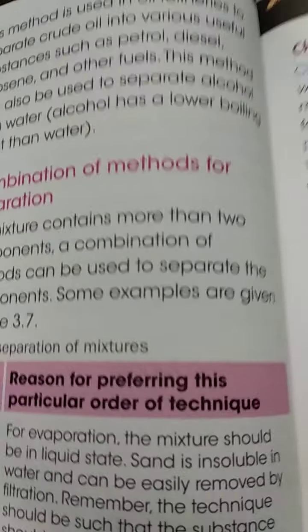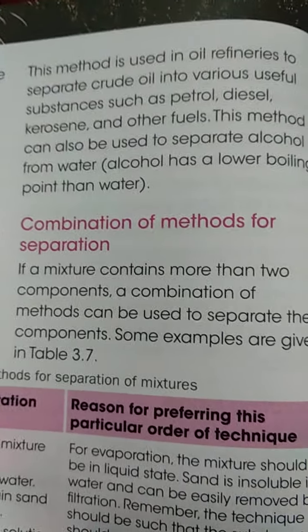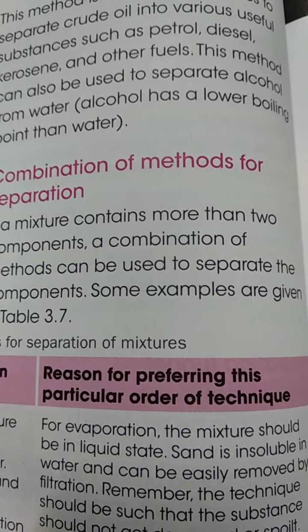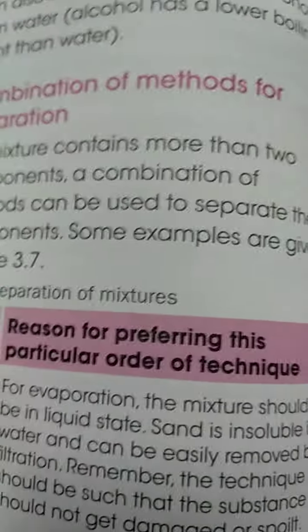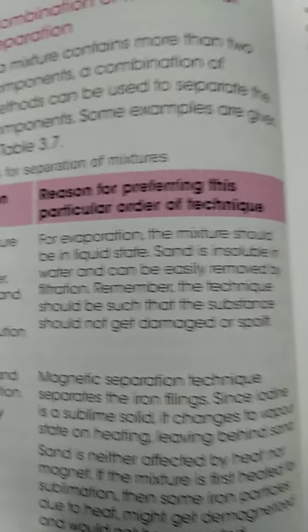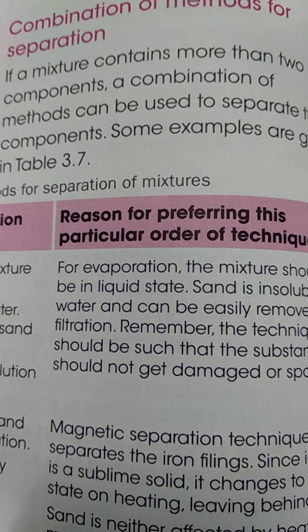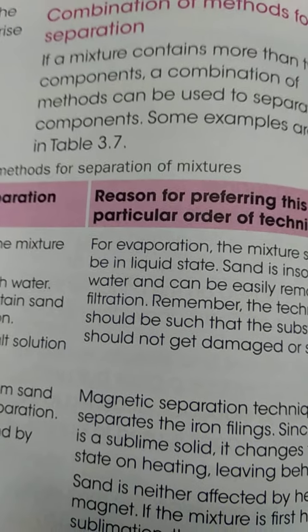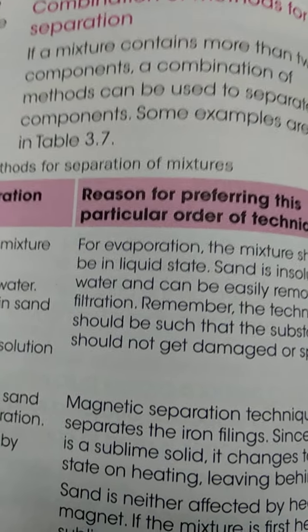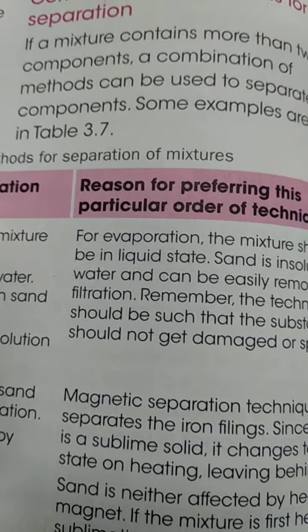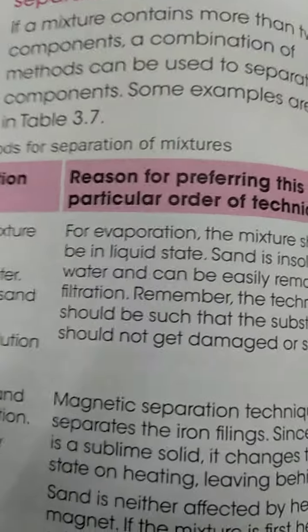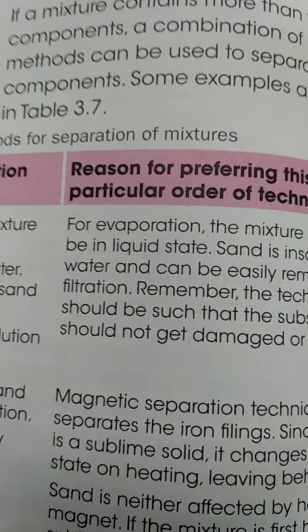Next, lastly, a combination method is used for separating components. For example, sand, salt and grain. Grain is separated from the mixture by sieving. Then salt and sand are separated by evaporation. So there are two processes: first sieving, then evaporation, which gives three different components.